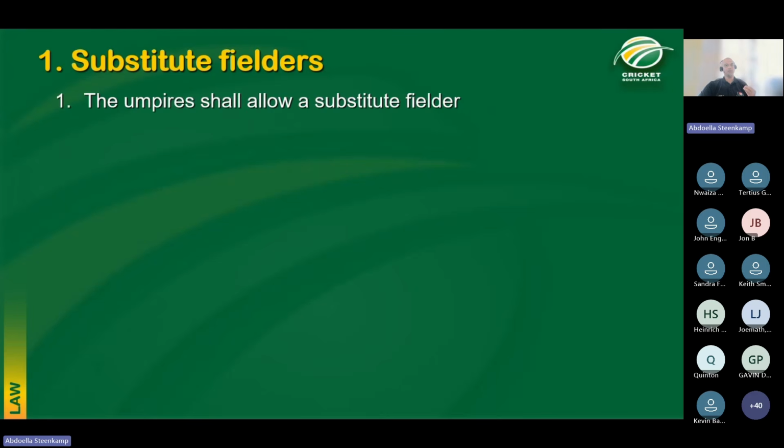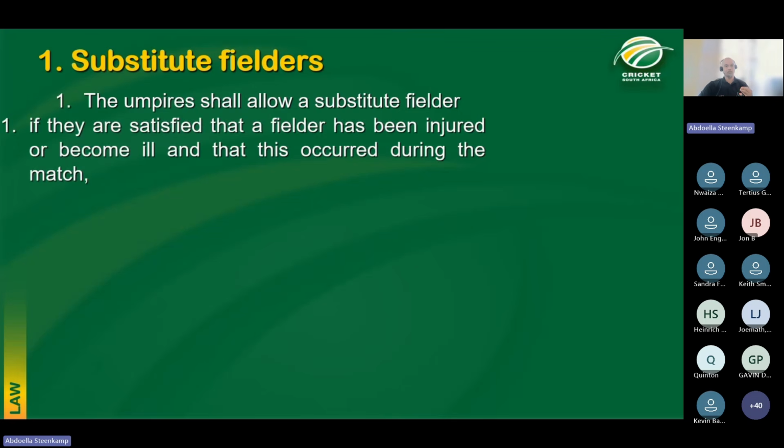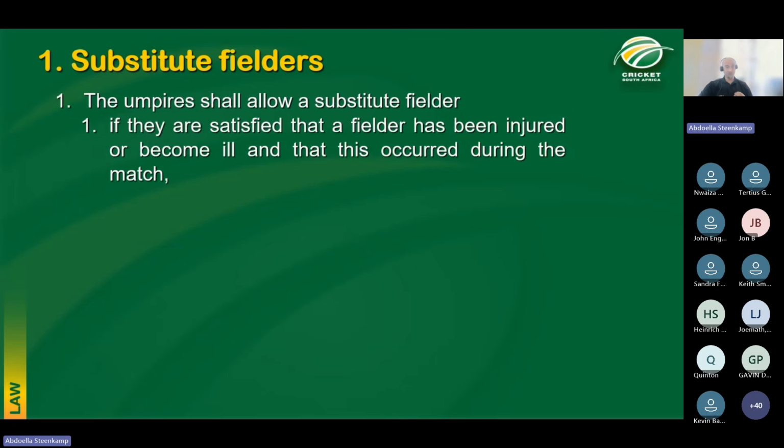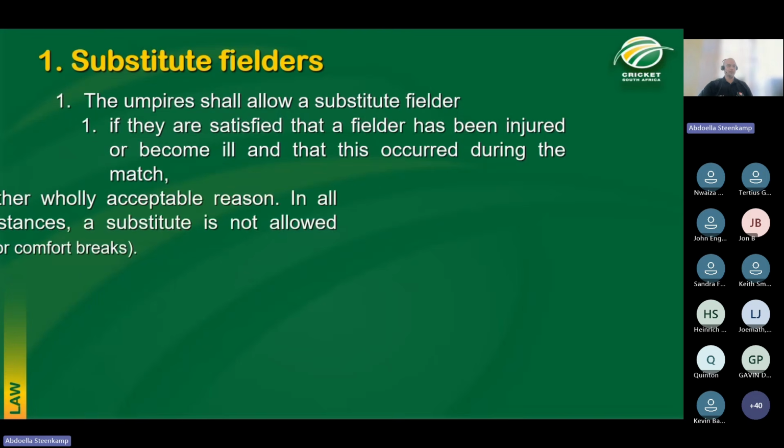We, the umpires, shall always allow a substitute fielder if we feel that any fielder became injured or ill, and importantly, this injury or illness happened during this particular match. Players cannot come into the game with an injury. If they do get injured or ill in the game, the law allows us, the umpires, to allow a substitute fielder. That's the first instance.